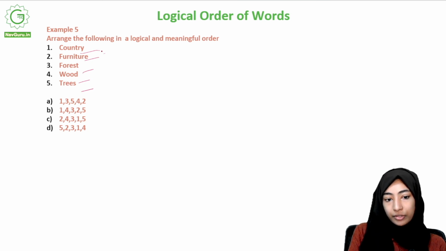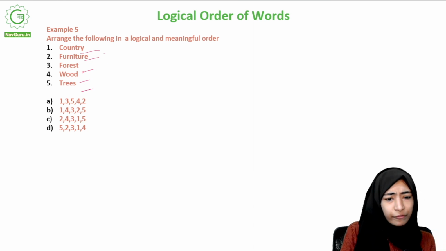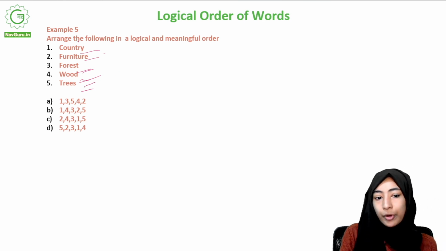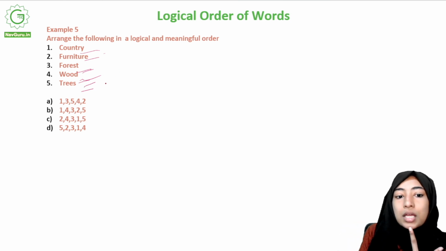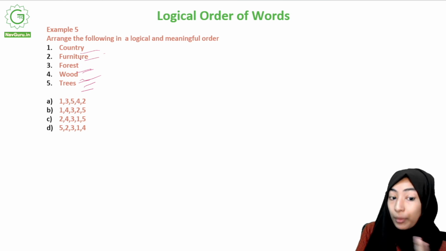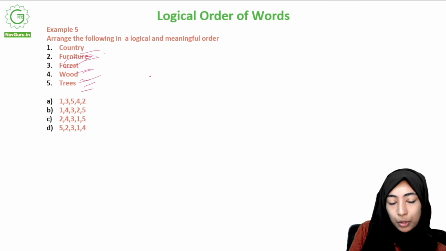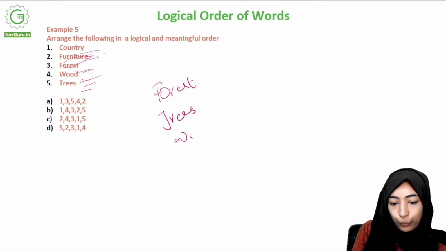So we need to get the order. We see forest, we see wood, we see trees. It's something about, I think, the process of acquiring wood, right? Oh, we also see furniture. So it's about the process of making furniture. We would go to the forest first, then we would look at the trees, and from the trees we would get wood, and from there we would get furniture.